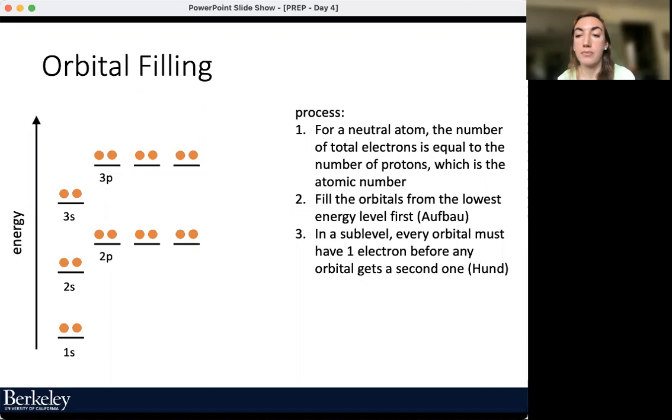Can I just clarify? So the sublevels are within like one orbital, right? The sublevels are within one energy level. One energy level, okay.